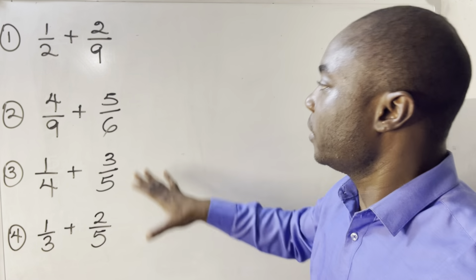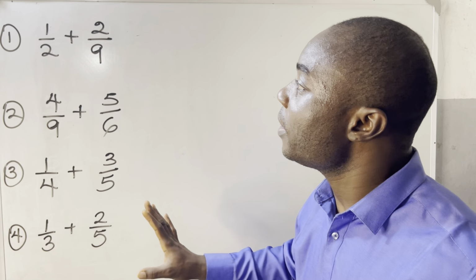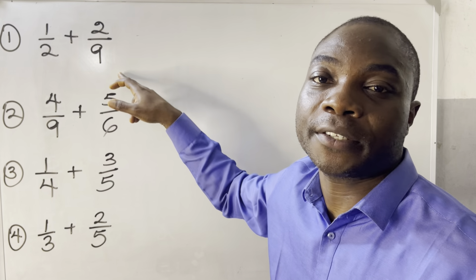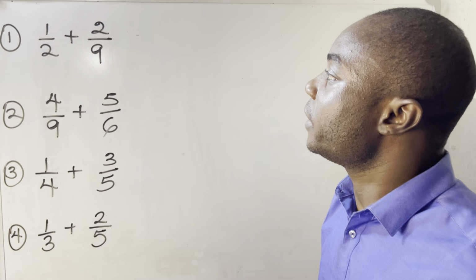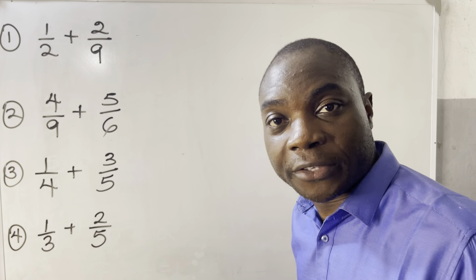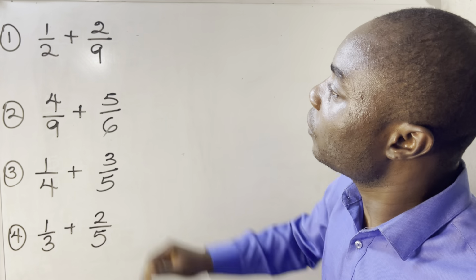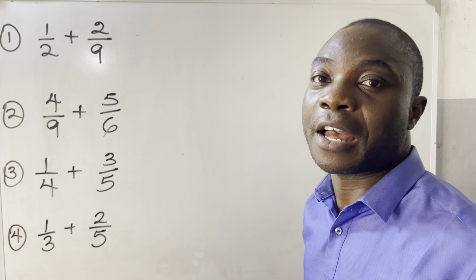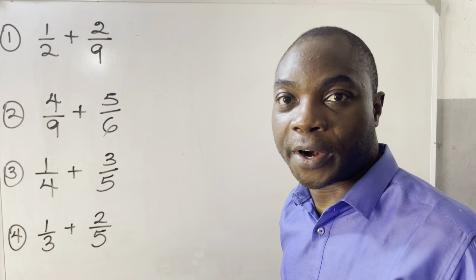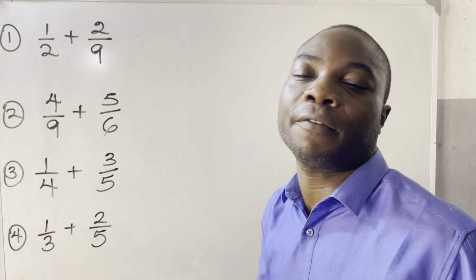Now, in these types of fractions, you will discover that the denominators are different. So what we need to do is either we do the butterfly method or we get the LCM and try to make the denominators the same. I'll be showing you the two methods, all right? Now, let's start with the butterfly method.